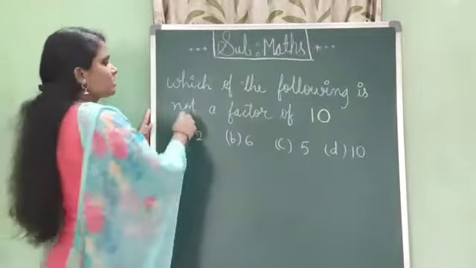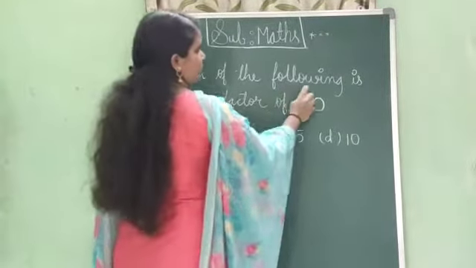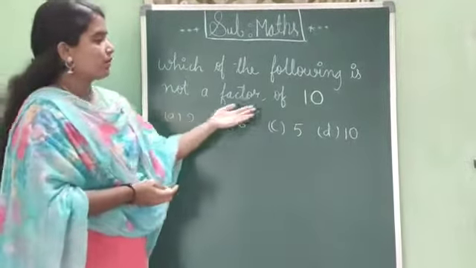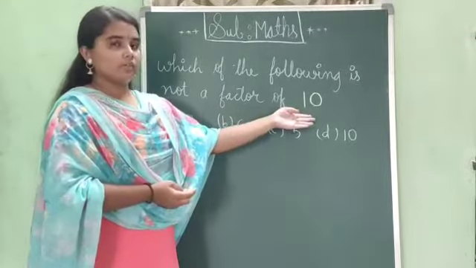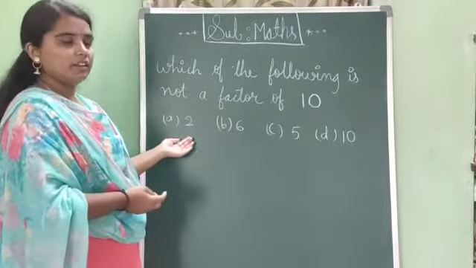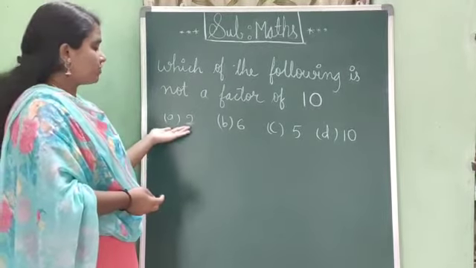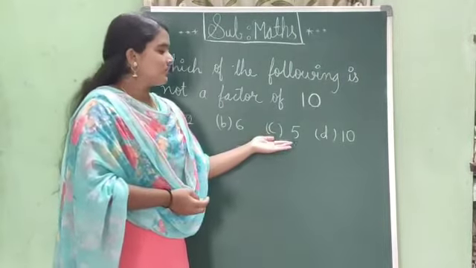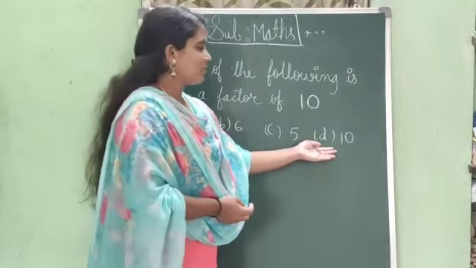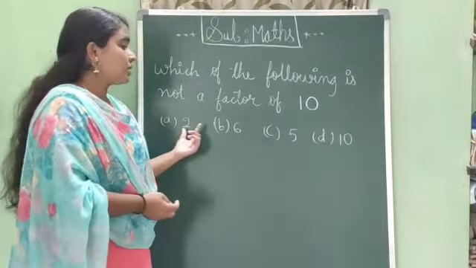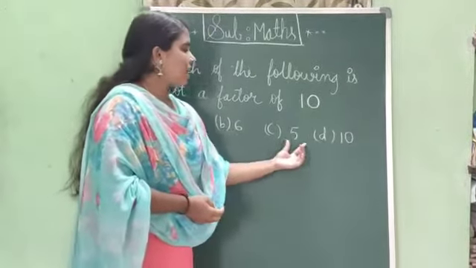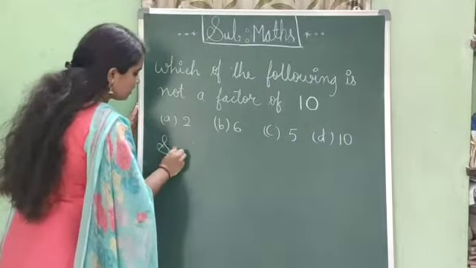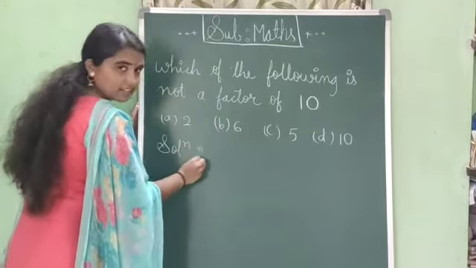Okay. So, which of the following is not a factor of 10? See, I have taken one more example, 10. Okay, don't get confused. Now I have written the options here. A option is 2, B option is 6, C option is 5, and D option is 10. So the options are 2, 6, 5, 10. So we will see the solution. Okay. Shall I start now? Are you getting it? Yes? Okay.